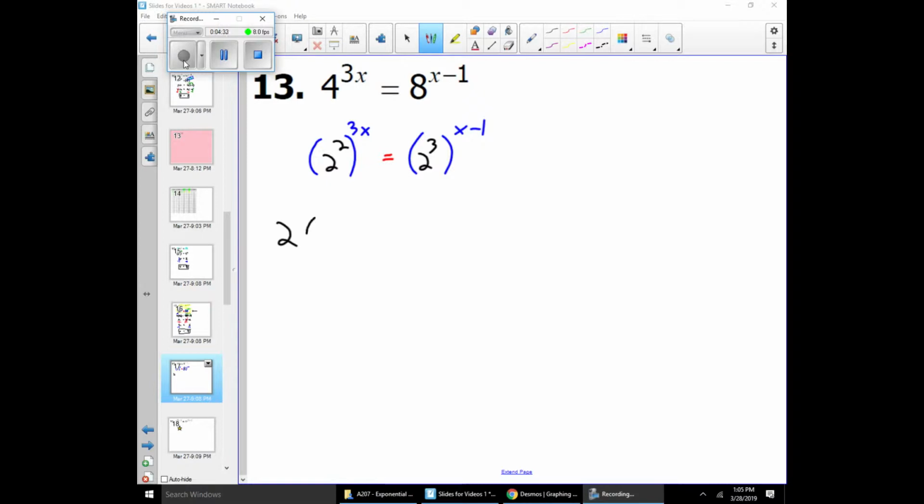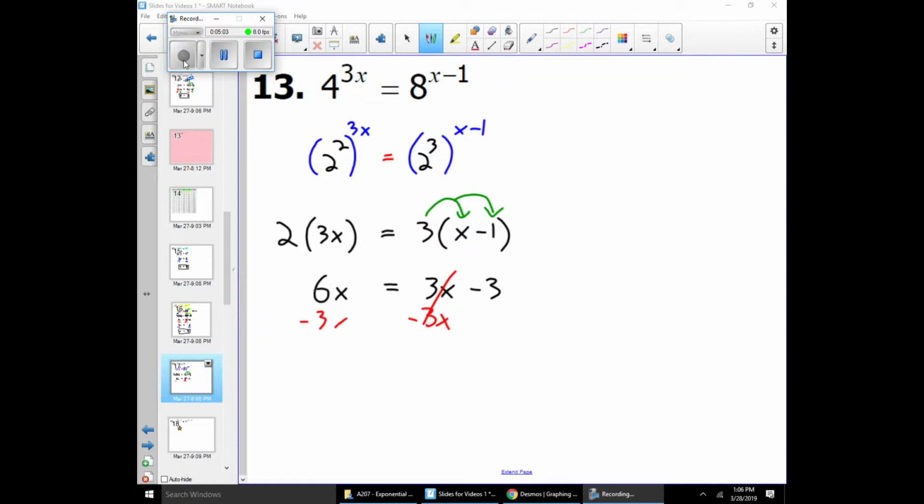So on the left, we'll have a 2 times 3x. That's from our power to a power rule. And then on the right-hand side, I'll have 3 times x minus 1, also from our power to a power rule. And keep in mind, there is a distributive property there on the right. 2 times 3x, well, that's just 6x. On the right-hand side, you'll have a 3x minus 3. So this is a very deja vu problem because once again it's pick on the little guy. Goodbye. 6 take away 3, well that's just 3.